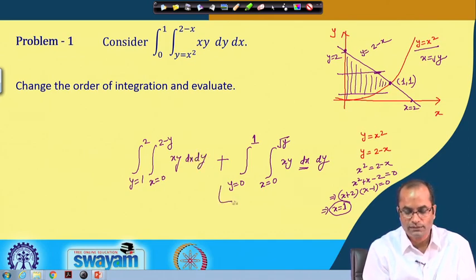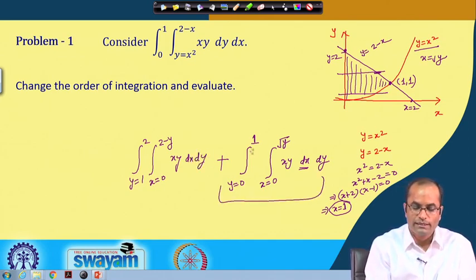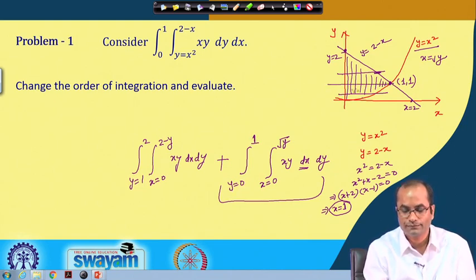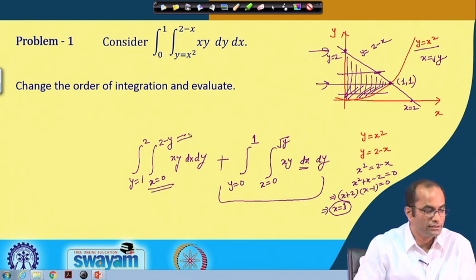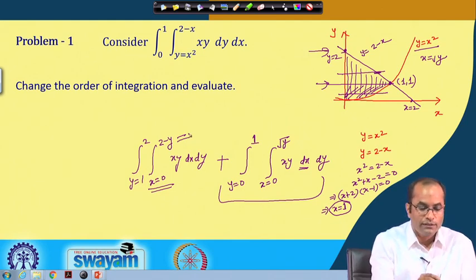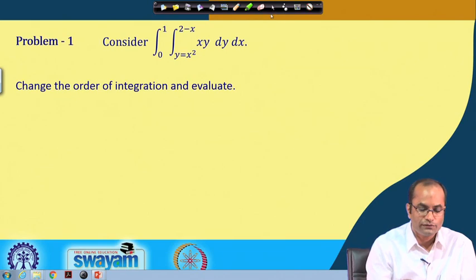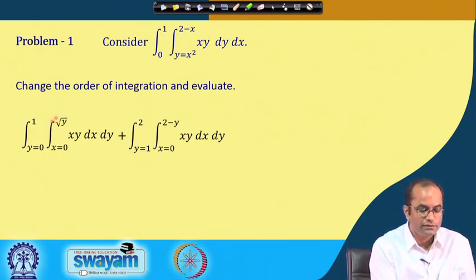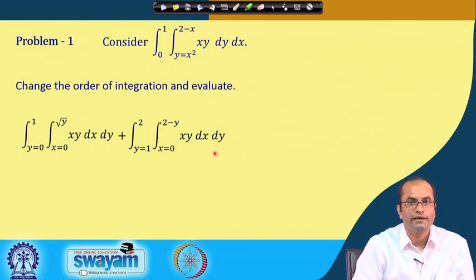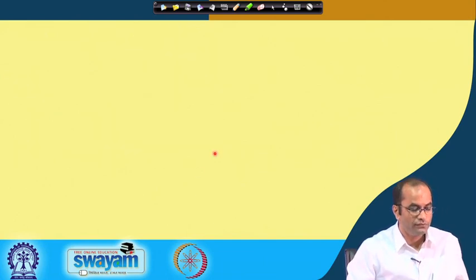So, we have the two parts now, one where y is going from 0 to 1, that means this domain here, and the other one, the upper one, where y is from 1 to 2, where x is going from 0 to 2 minus y. So, having changed the order of integration, we have these two integrals. So, we will evaluate these integrals separately and then we can find the value of the integral.